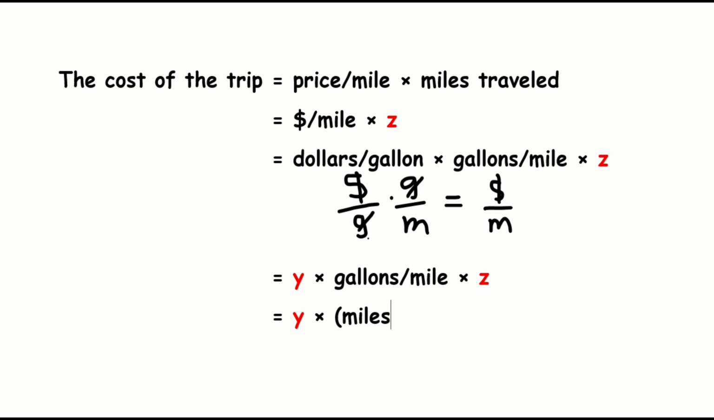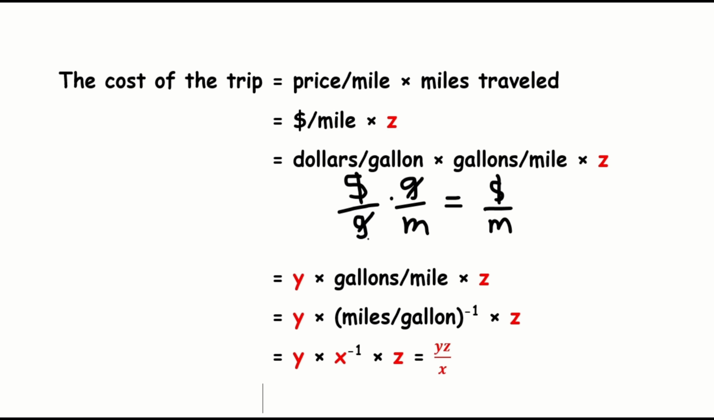Now we know that the miles per gallon was equal to X. So it stands to reason that miles per gallon inverted would equal gallons per mile. In other words, miles per gallon is now gallons per mile. So we can write as follows. Y times X to the minus 1, in other words, the inverse, times Z, which is all just equal to Y times Z over X. And that's the answer.